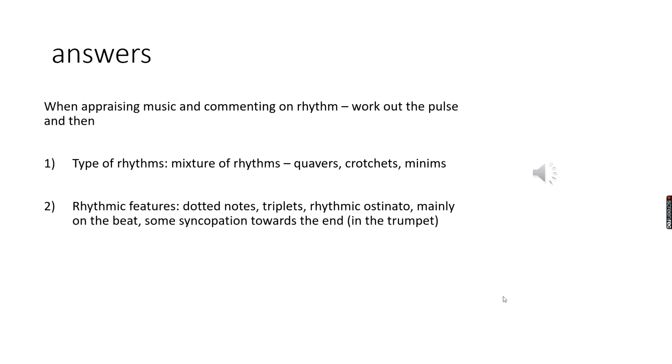Here are the answers we could have mentioned. The type of rhythms that we were hearing were mainly quavers, crotchets and minims. There were some rhythmic features within this. We had dotted notes, we had triplets, we had a rhythmic ostinato. It was mainly on the beat, but there was some syncopation towards the end in the trumpet. And there were no stylistic rhythms.